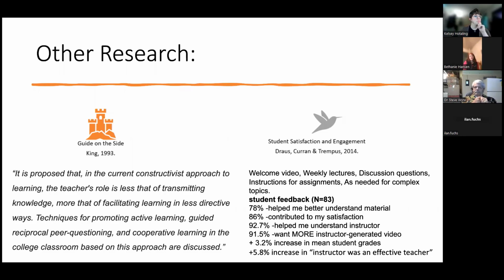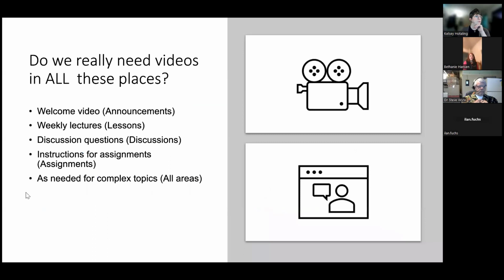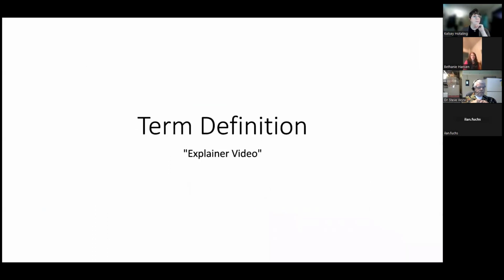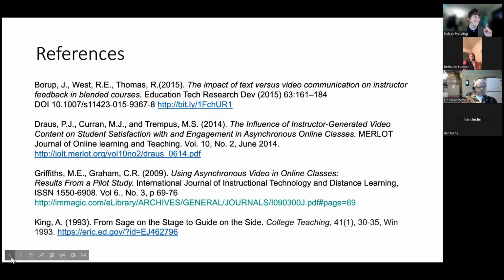The overall takeaways were that there was a 3.2% increase in the mean student grades and a 5.8% increase in the rating on the end of course survey: Instructor was an effective teacher. Now, remember, in this study, they put videos literally everywhere, and they had these two great outcomes. So we're going to zero in on just one of those things. Go ahead and click through to the next slide, and that one right there. Did we need all those videos in all of those locations?